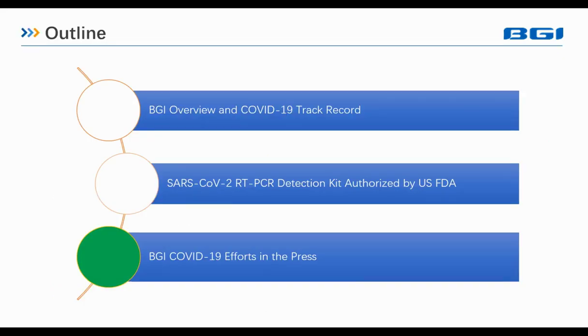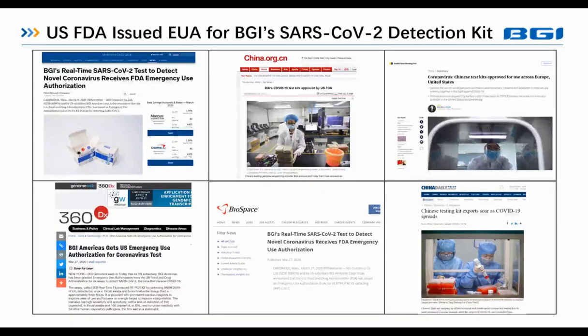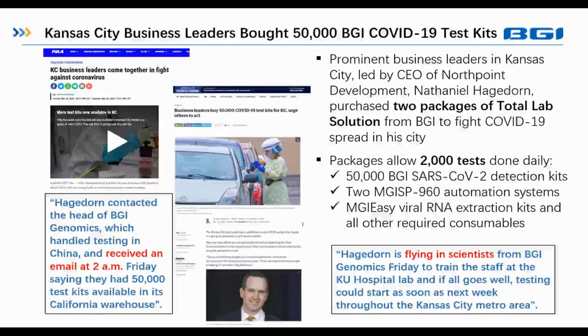And last, I would like to mention briefly some of the BGI COVID-19 efforts in the press. BGI partners built a coronavirus testing lab in Wuhan. You may have heard of the Fire-Eye lab concept, and this was also reported by GenomeWeb. We are very excited by the FDA EUA approval for our BGI SARS-CoV-2 detection kit. And very recently, Kansas City business leaders bought 50,000 BGI COVID-19 test kits to help the local medical center fight the pandemic.